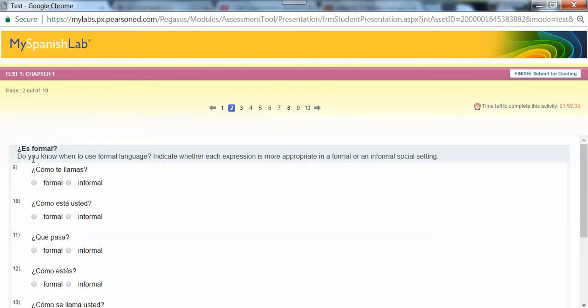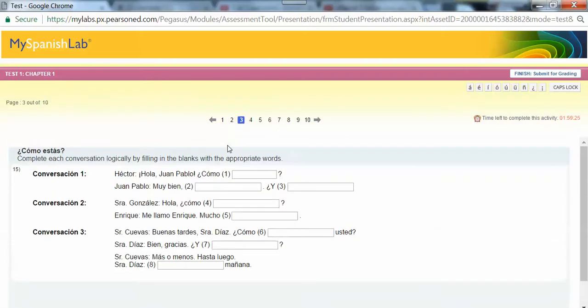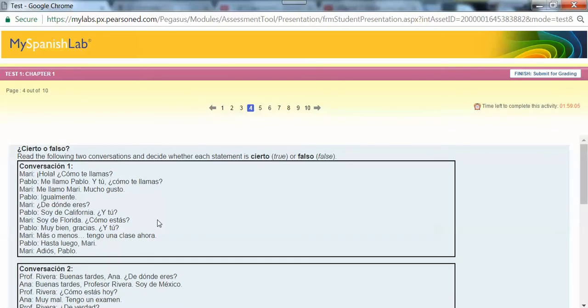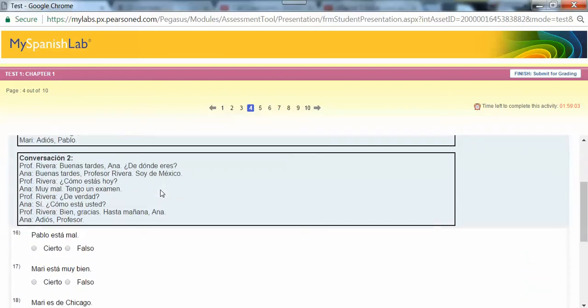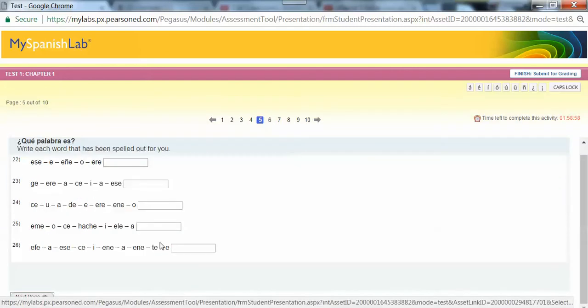It says, es formal, you'll decide whether these statements are formal or informal, and just click formal, informal. Then here you'll complete the conversation logically by filling in the blanks with the appropriate words. Again, these are greetings, so you'll go over your greetings vocabulary and complete the paragraph, and then you will go to the next page. Okay. On the next page, you'll read these conversations to decide whether the statements below are true or false based upon what you read. Go to the next page.